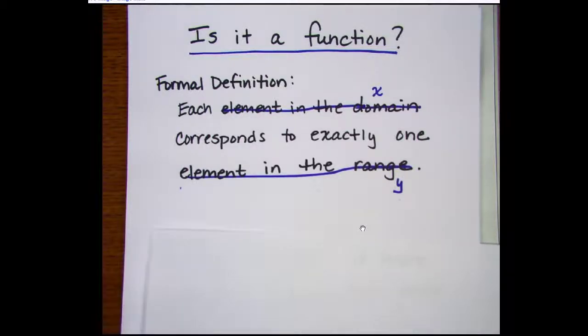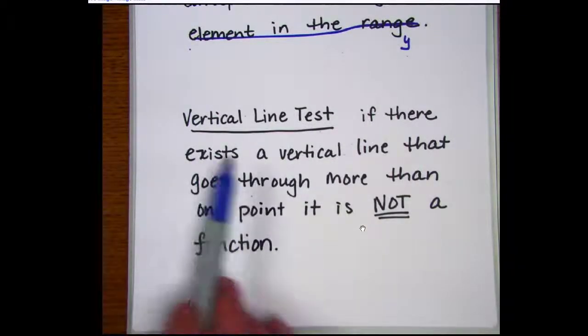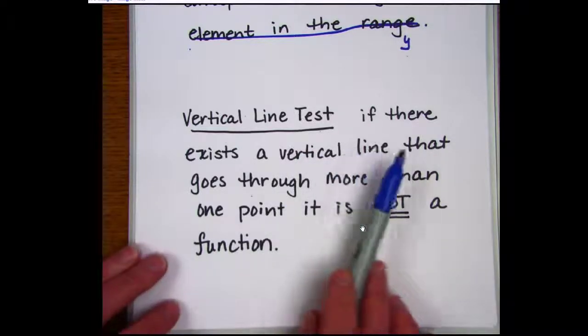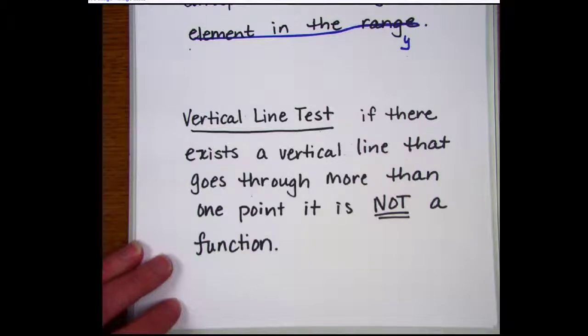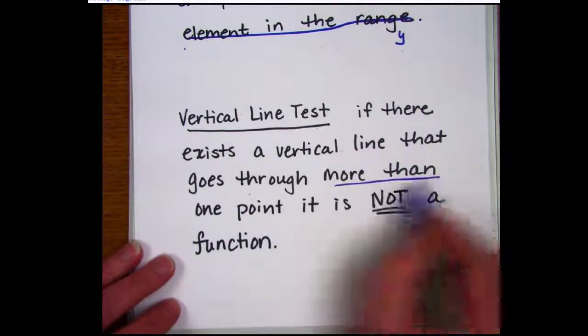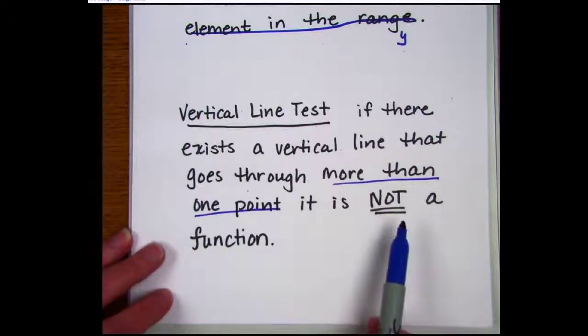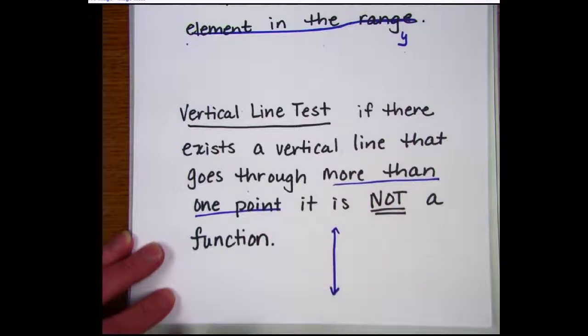And how do we do that? Well, we determine if a graph is a function using the vertical line test. And the vertical line test says if there exists a vertical line that goes through more than one point, it's okay if it goes through one, but if it goes through more than one, it is not a function. Remember that vertical lines go up and down.